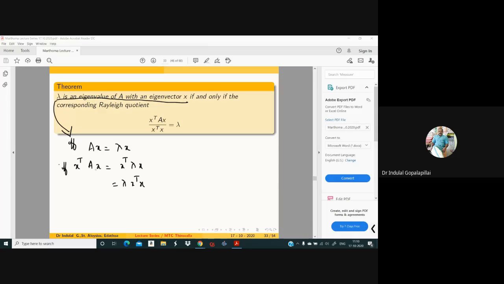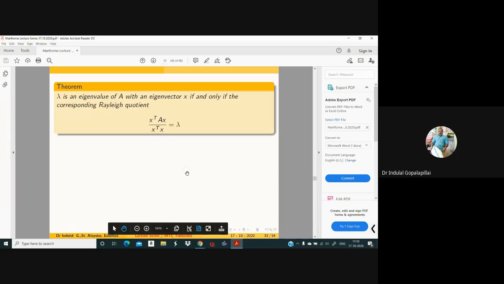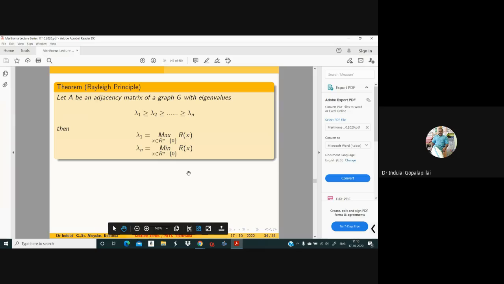And we can see that X transpose X is a scalar. So this holds if and only if lambda is equal to X transpose Ax divided by X transpose X, and this is the Rayleigh quotient of X with respect to A. So if X is an eigenvector corresponding to lambda, then the corresponding Rayleigh quotient coincides with the eigenvalue lambda. And this is what is known as the Rayleigh principle.